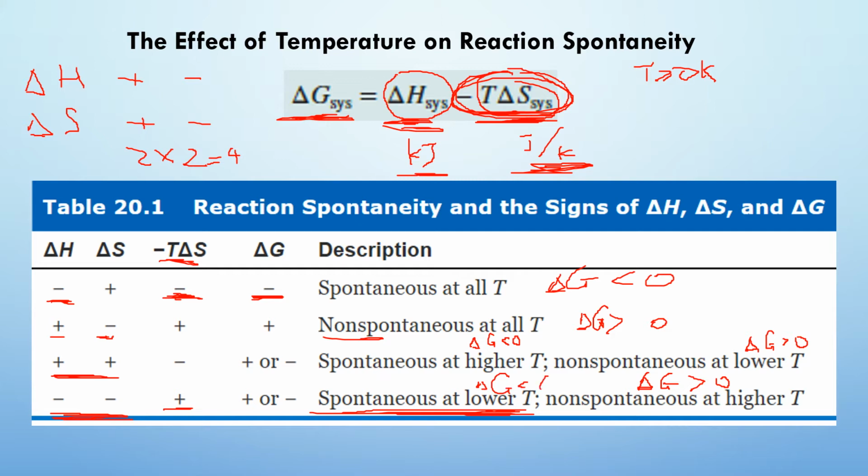So this is a very useful table. When you see a problem asking whether it's spontaneous or not, refer to this table. If it belongs to the first two scenarios, you don't have to calculate; you can just tell based on the signs of delta H and delta S. But if they're both positive or both negative, then you have to do the calculation and determine whether it's spontaneous or not.